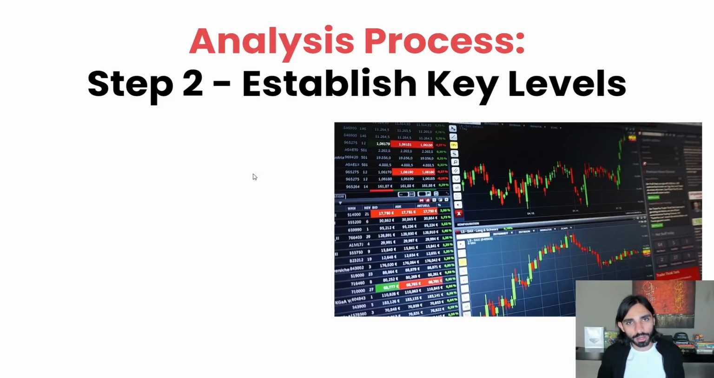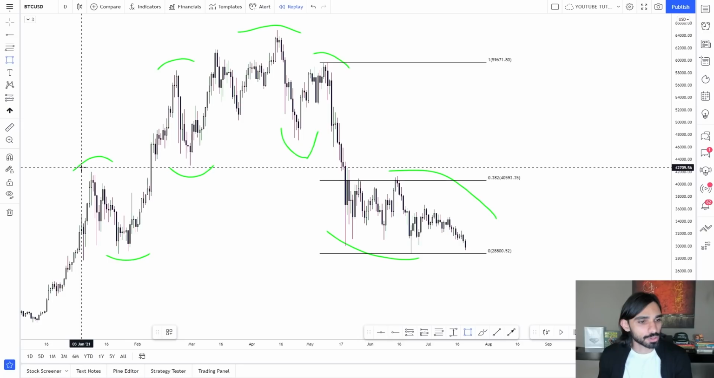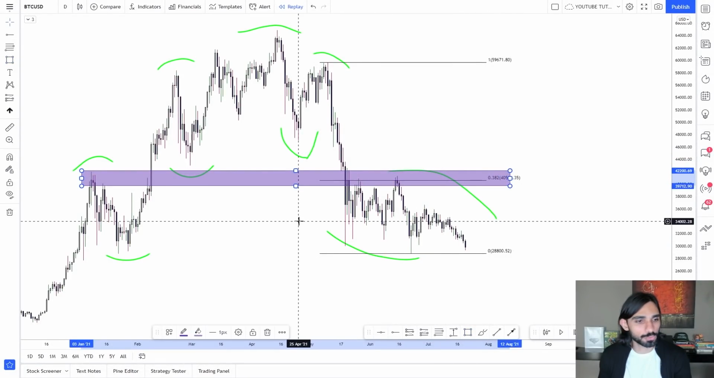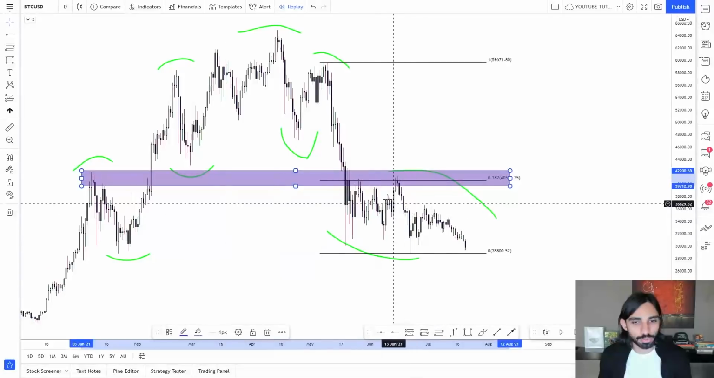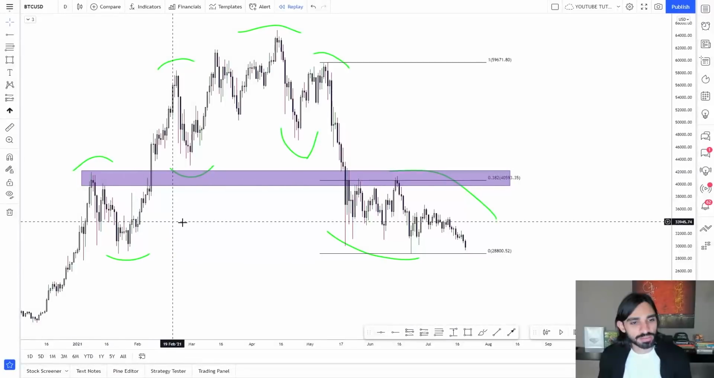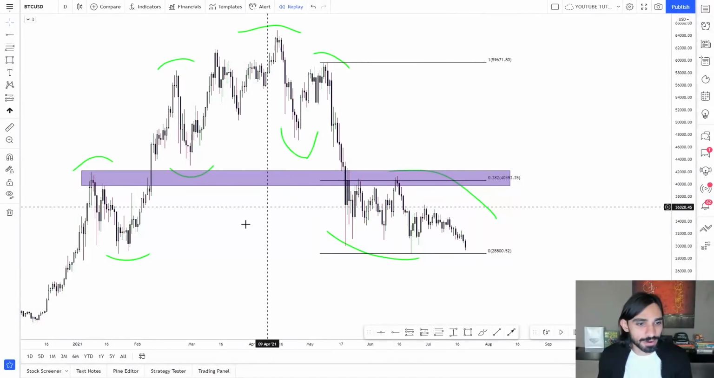The next important part of our process is going to be establishing key levels. We start with, of course, support and resistance. So what are the key levels we're paying attention to? Over here, we can see this 40K level, extremely important. Data point here, data point here, data point here. It's got a key structural level there and a key structural level there. It's also psychologically very significant.